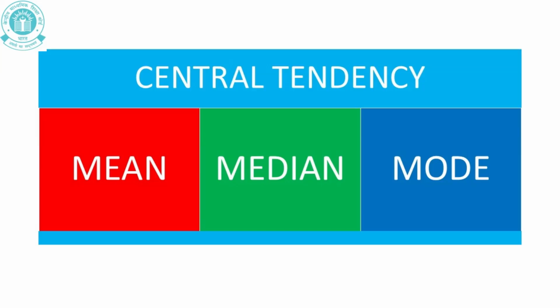Mode defines the most frequently occurring value in a dataset. In some cases, a dataset may contain multiple modes while some datasets may not have any mode at all. Let us understand them one by one with the help of examples.